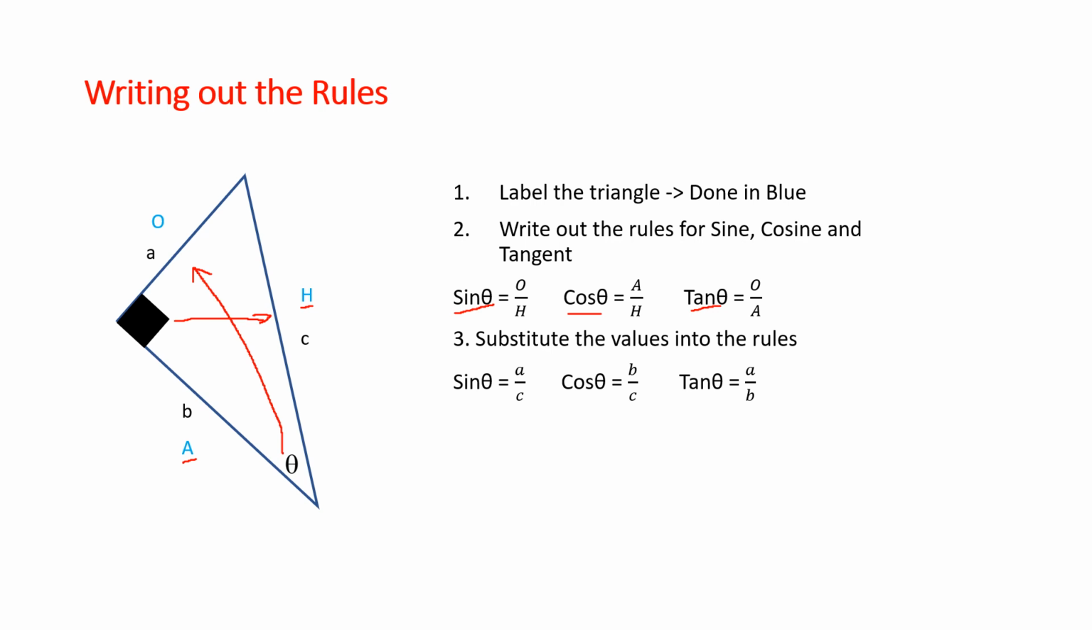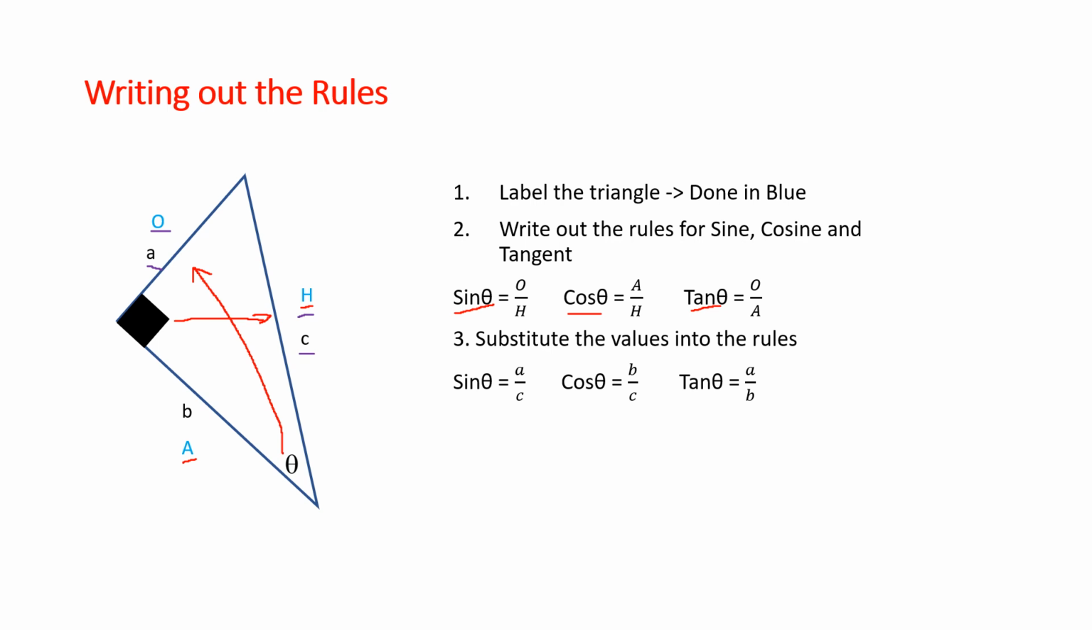Now we're just substituting these values in, okay? We're going to find our O on our triangle, which is here. I'll do this in a different color actually. So find our O over here, and that matches up with A. So therefore, where O is on our sine rule, we substitute in A. We do the same thing with H. We look for the H, and that's here. And underneath it, we can see that there's C. So therefore, this becomes A over C.